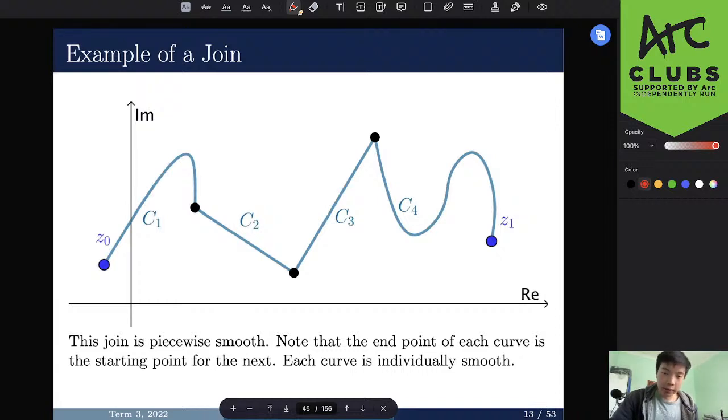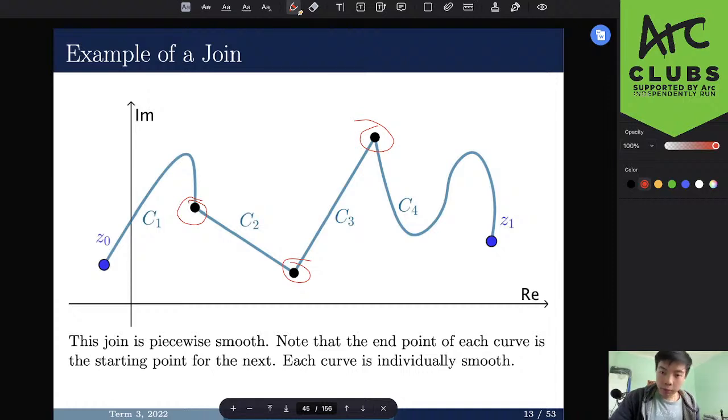So this is a join of 4 different curves. So we have C1, C2, C3, C4. And what we notice is that the endpoint of C1 is equal to the start point of C2. The endpoint of C2 is equal to the start point of C3. And the same is true for C3 and C4.